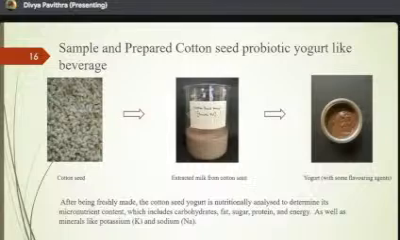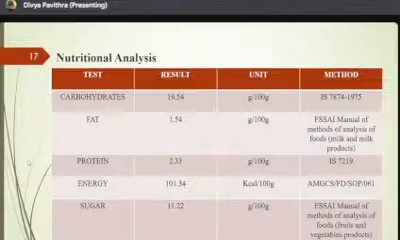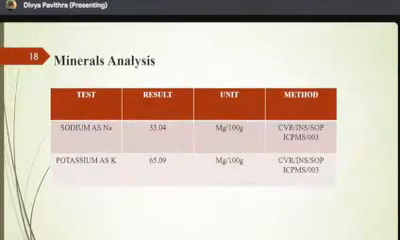From the nutritional analysis, we found 19.54 gram per 100 gram of carbohydrate and 1.54 gram per 100 gram of fat. Protein is 2.33 gram per 100 gram, the energy level is 101.34 kilocalories per 100 gram, and sugar is 11.22 gram per 100 gram in the yogurt. Also, for the mineral salts, we found around 33 milligram and 65 milligram of sodium and potassium present in 100 grams of yogurt.